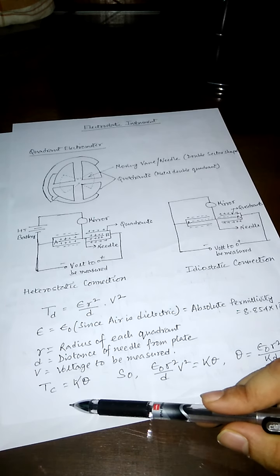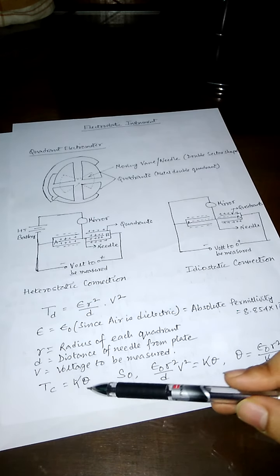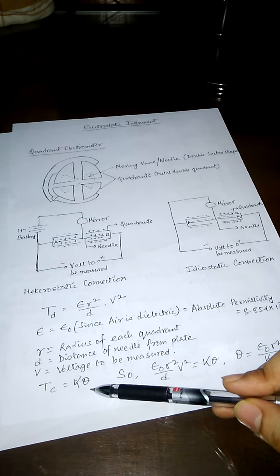So the controlling torque Tc equals k theta, where k is the spring constant, we know. So what happens?